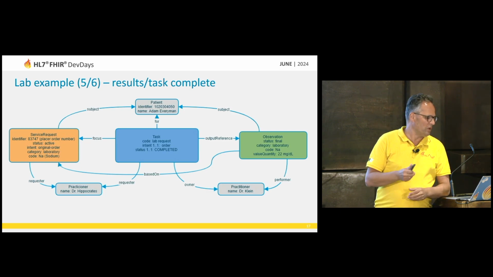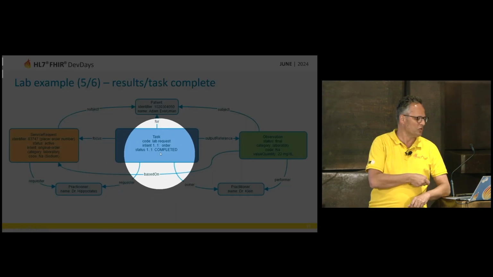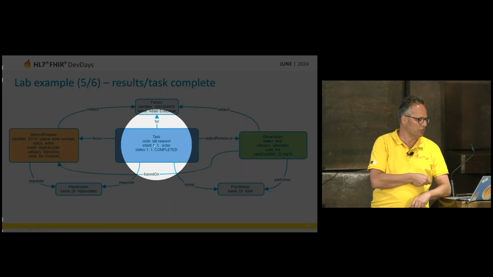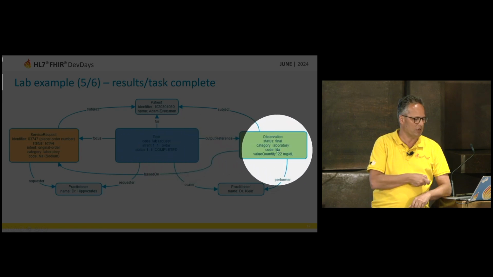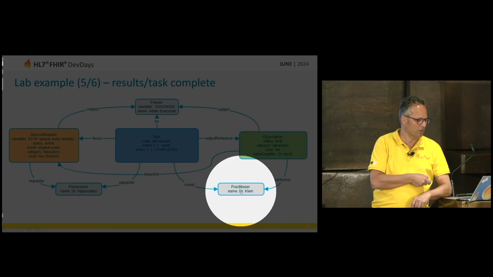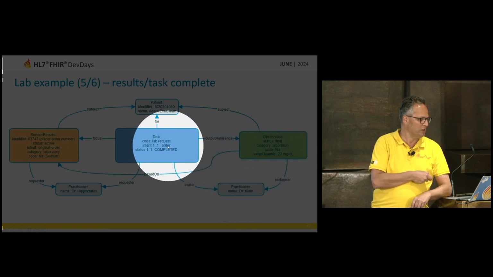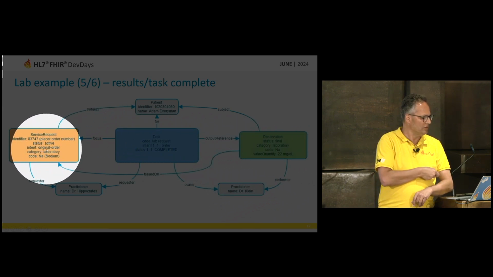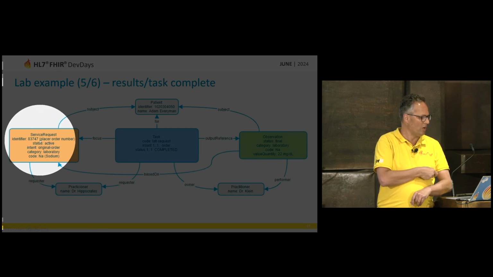So now the task has been completed, so the lab basically indicates in the centralized workflow task that we are completed. And what have we done? Well, here we have an observation. The observation has status final, so this is the finalized clinically validated result for our sodium: 22 milligrams per deciliter, performer Dr. Klein. Status is completed, but on the left-hand side we see our request still has status active.